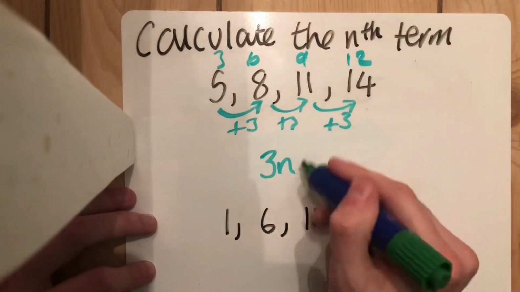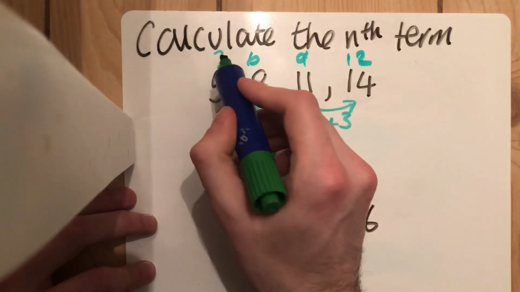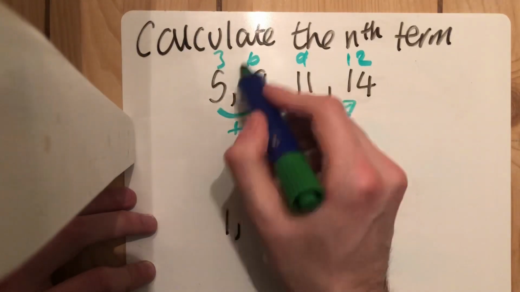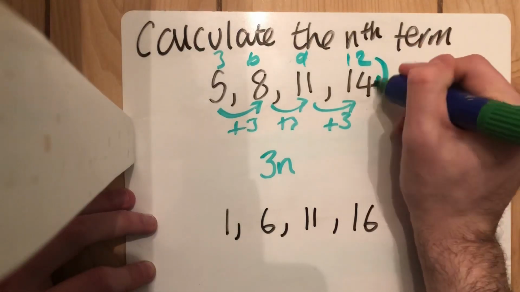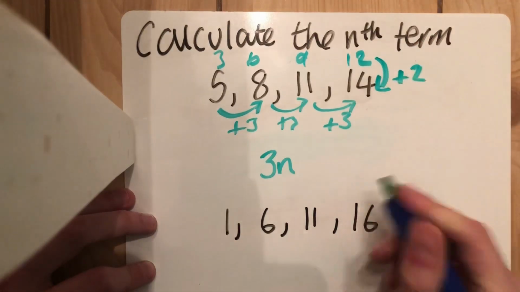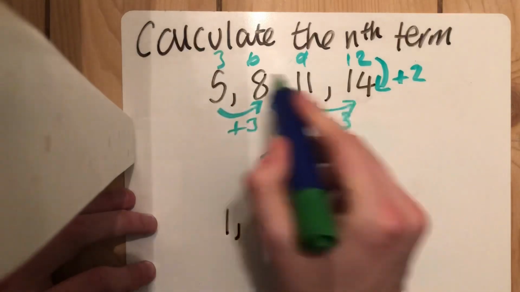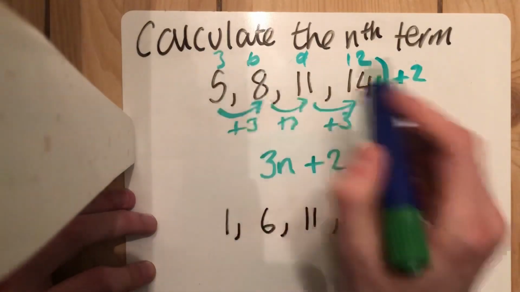Now to find the next part of our expression, we need to work out what the difference is from 3 to 5, 6 to 8, 9 to 11 and 12 to 14. In each of those cases, I'm adding 2. So my sequence is the 3 times tables, but I've added 2 to each number.